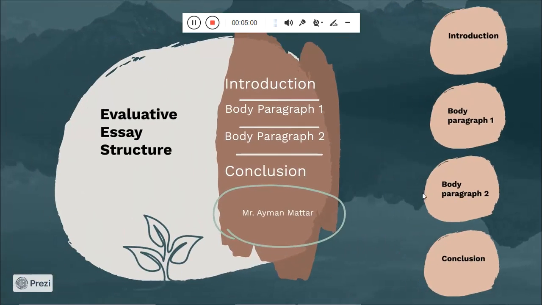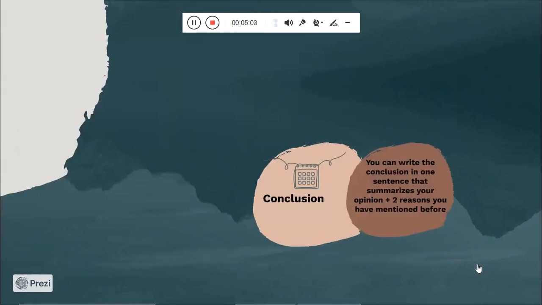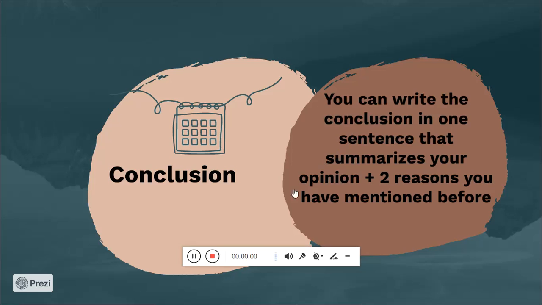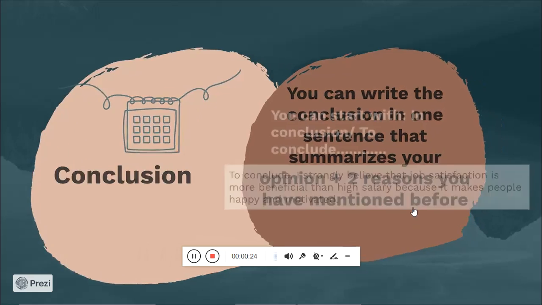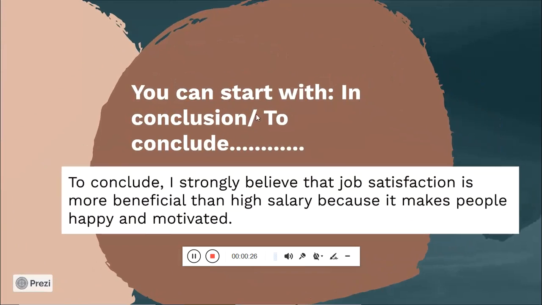So now let's turn to the conclusion. In our conclusion, you can write the conclusion in one sentence that summarizes your opinion plus the two reasons you have mentioned before. So the one sentence in the conclusion summarizes your opinion and the two reasons you have mentioned before. Let's see. You can start with "in conclusion" or "to conclude".